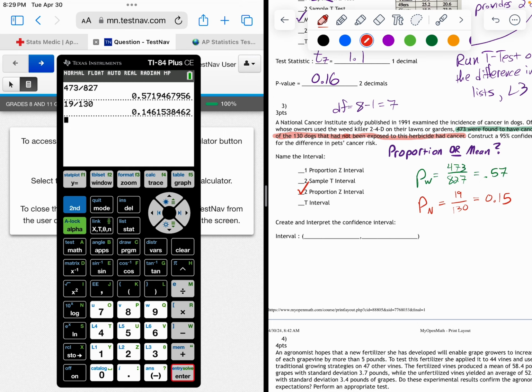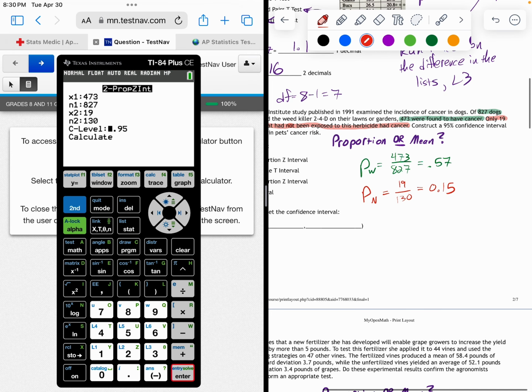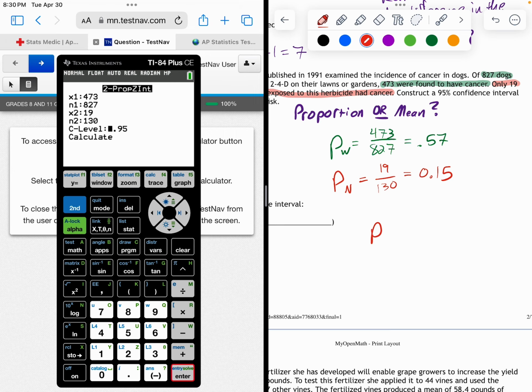All right. Now I'm going to do an interval. So two prop Z interval, down right there, B. Now, let's see. I believe whatever I put on the top, so if I put weed killer on the top, 473 and 827, then it's going to do weed killer minus no weed killer for my interval, meaning it's doing PW minus PN.